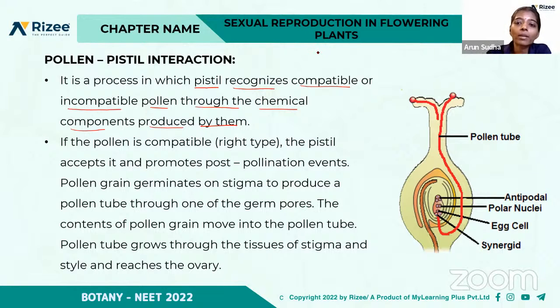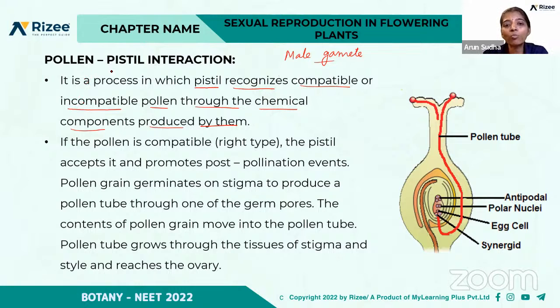So first, we saw the production of the male gamete, right? How the male gamete is produced: from the pollen, that is the generative cell, it forms the male gamete. And we also saw the production of the female gamete, right? So how the female gamete is produced: in the embryo sac, that is the 8-nucleated and 7-celled structure. So we saw the production of the female gamete, right?